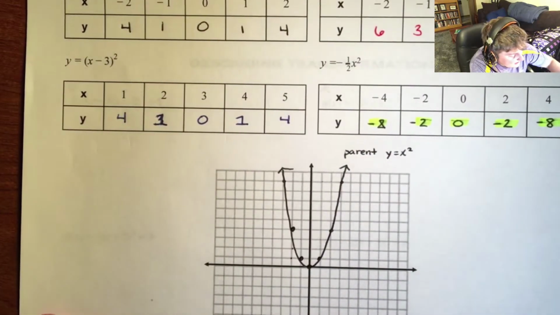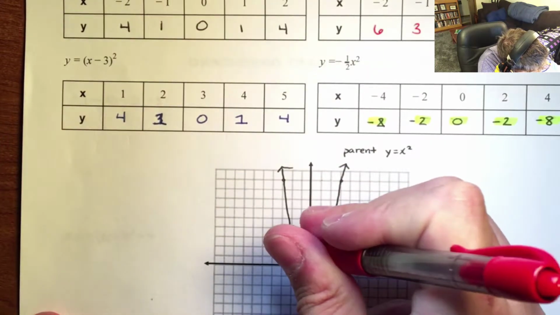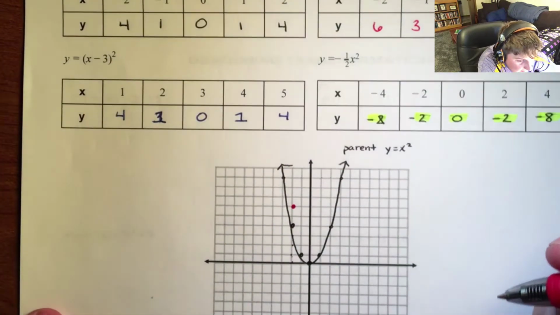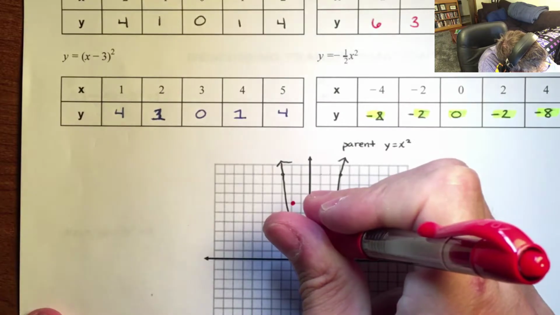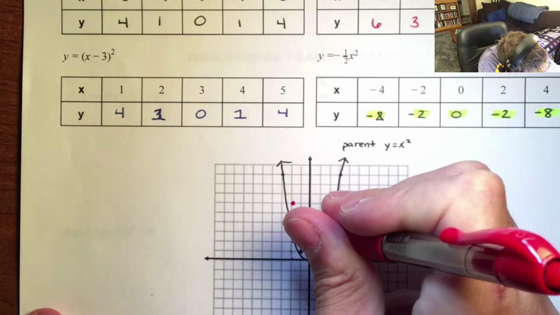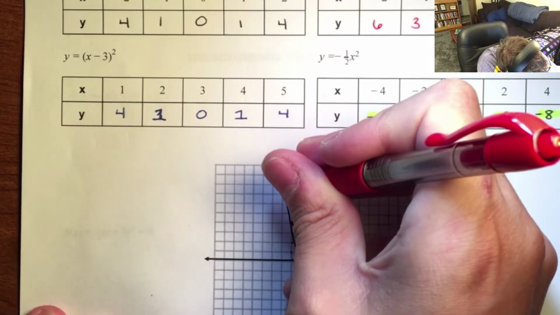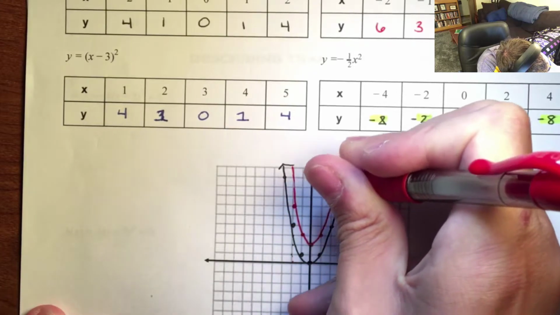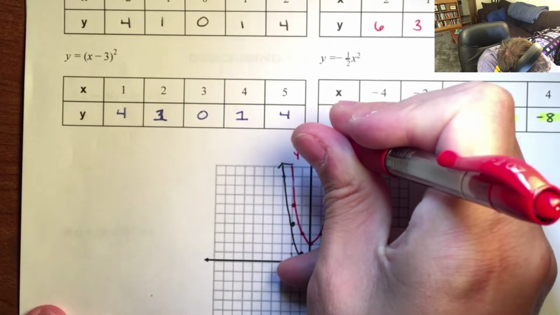Okay, so let's go ahead and do the red one. Let's take a look at the red points and graph them. Okay, so let's look at this one, red. This is y equals x squared plus 2.